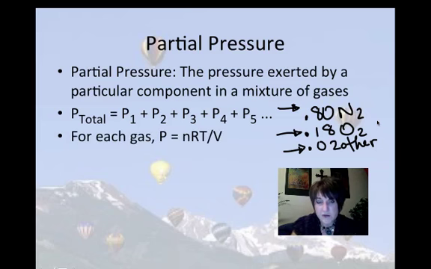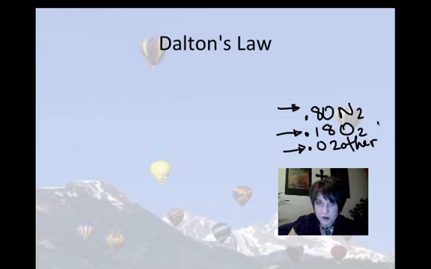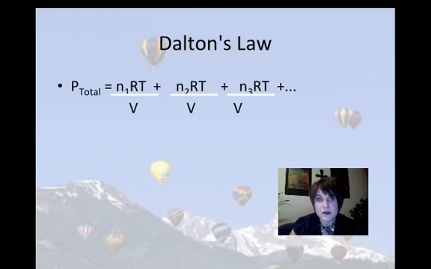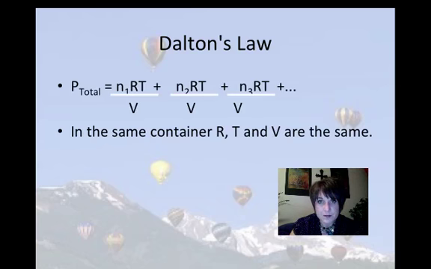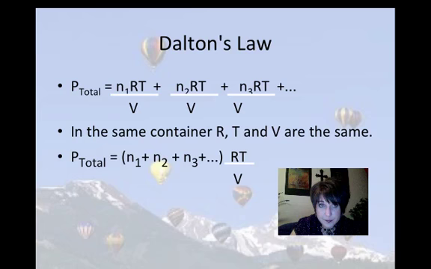So for each gas, we would calculate its pressure using PV = nRT, because of course we won't always be at standard temperature and pressure. But when it really comes in handy is when we need to describe all of the components of the same container. So in the same container, the gas constant and the temperature and the volume are all the same because they're in the same container, right?